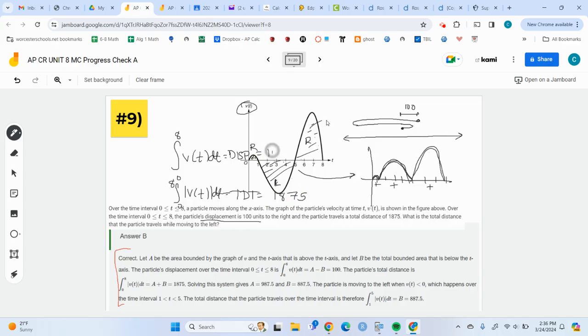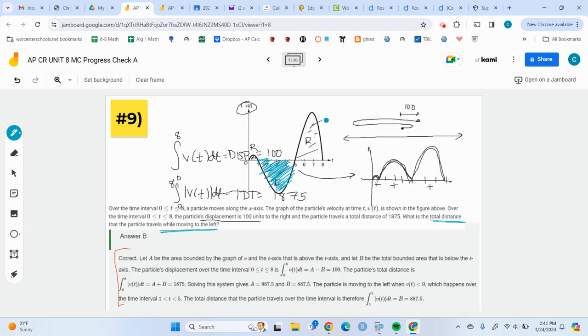And displacement was 100. So what am I even looking for here? I'm looking for the total distance that the particle travels while moving to the left. I only move to the left one time, from 1 to 5 seconds. So I basically want to know how much is this? How far am I moving right there?